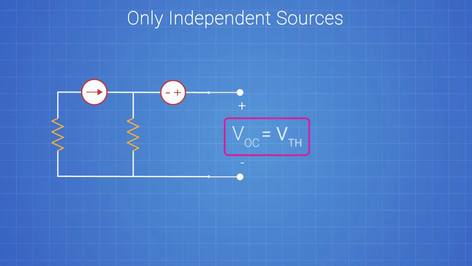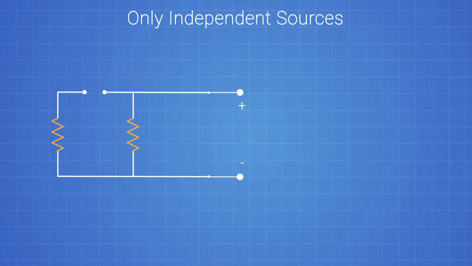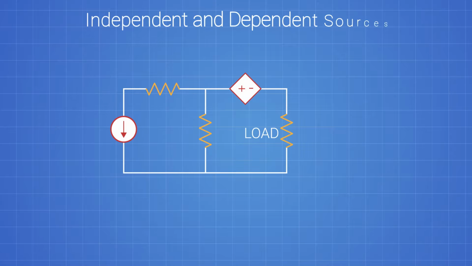To find RTH, we convert all independent voltage sources to short circuits and all current sources to open circuits. Then we look inwards towards the circuit from where our load used to be, and we calculate the total resistance between the terminals. Second case is when we have a mix of dependent and independent sources.